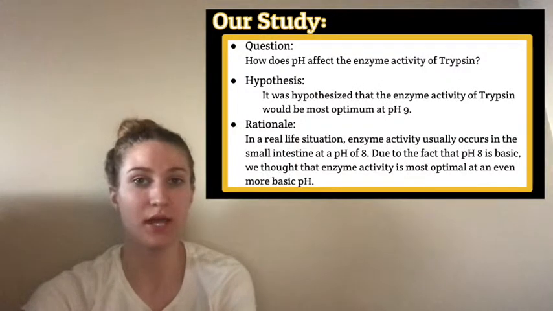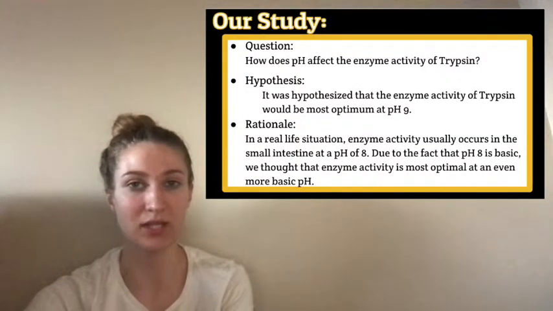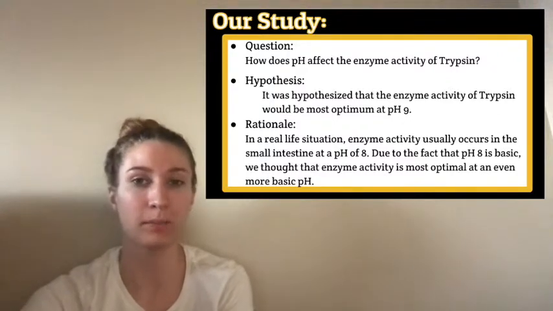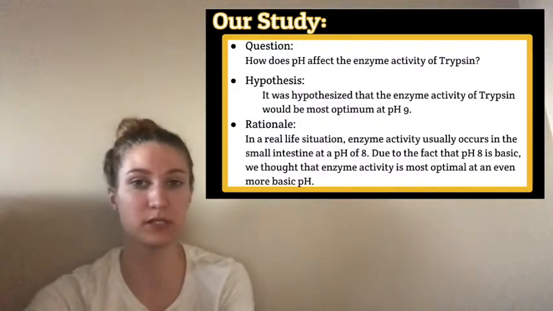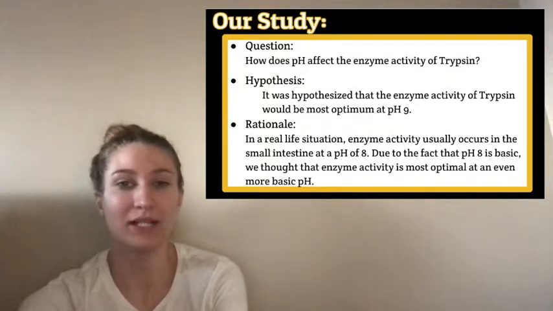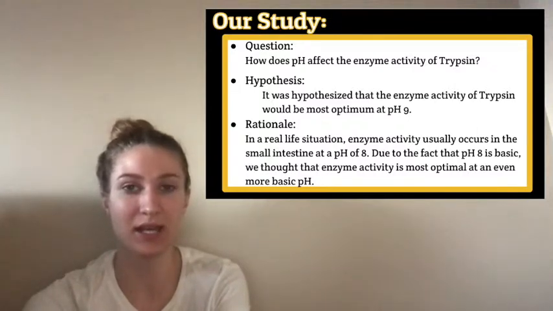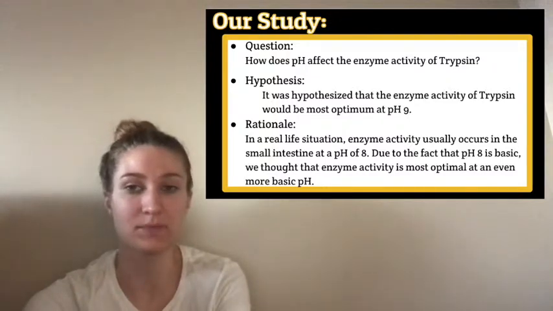Our question was, how does the pH in a given environment affect the enzyme activity of trypsin? We hypothesized that the enzyme activity of trypsin would be most optimum at a pH of 9. Our rationale for this was in a real-life situation, enzyme activity of trypsin usually occurs in the small intestine at a pH of 8. Considering that a pH of 8 is basic, we thought that enzyme activity would be even more optimum at a more basic pH.